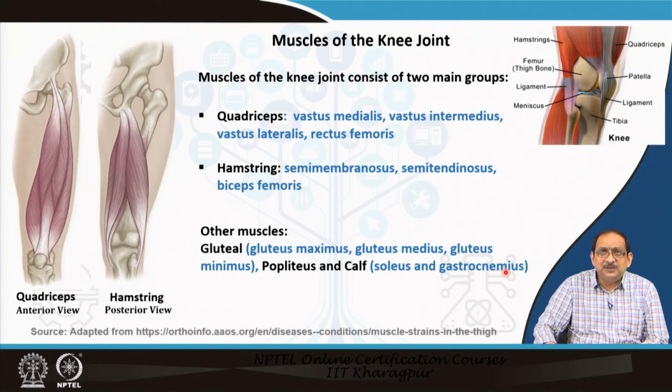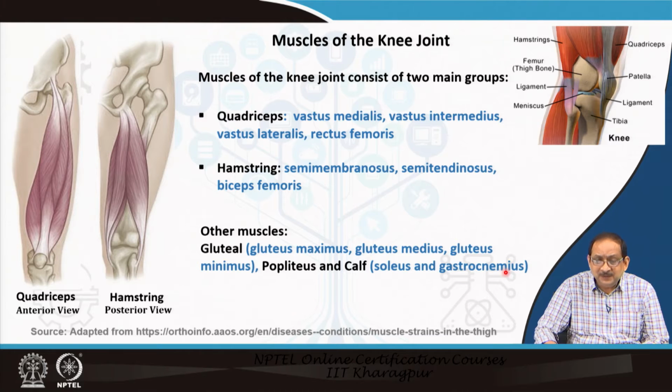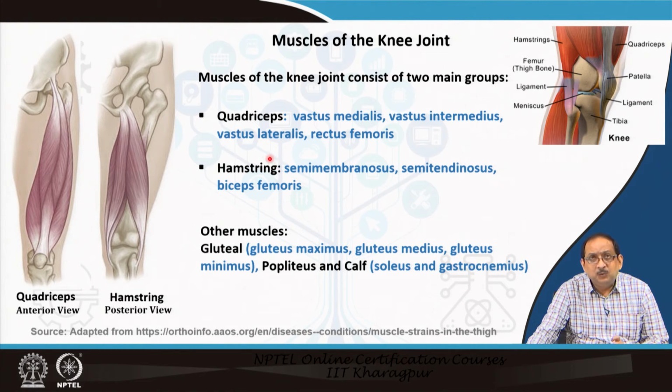The muscles of the knee joint consist of two main groups: the quadricep muscles, vastus medialis, vastus lateralis, vastus intermedius and rectus femoris.